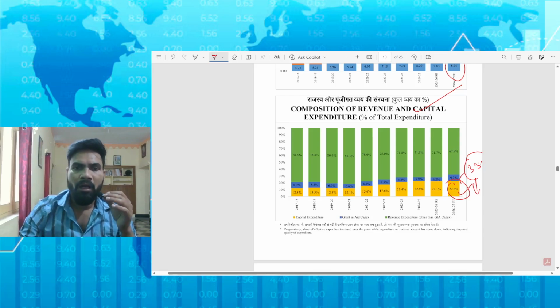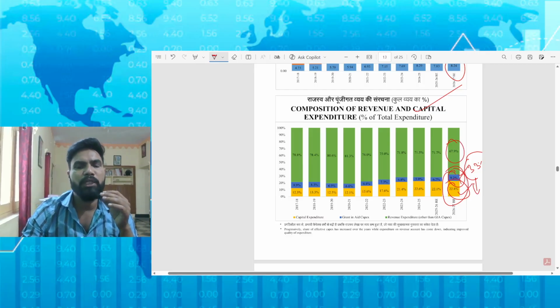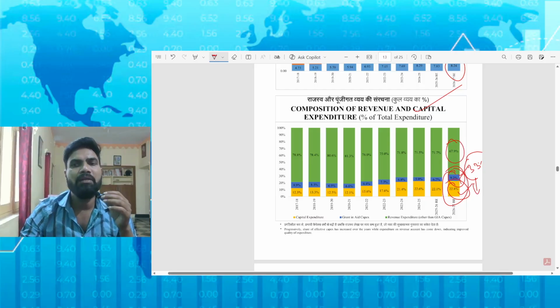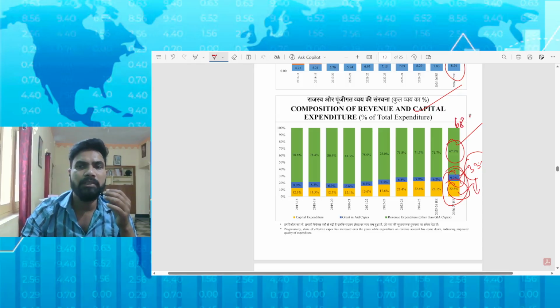Then grants in aid capital expenditure 9.2%. Club these two, it's coming towards 32%. Okay, reasonable. Revenue expenditure. What is the meaning of revenue expenditure? To meet the day-to-day needs of the government. That's revenue expenditure. What is its share? Roughly 68% is the revenue expenditure.